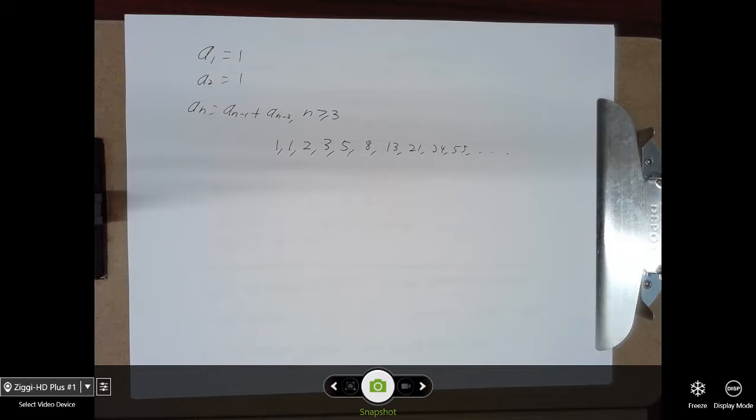So what's that sequence called? Fibonacci.